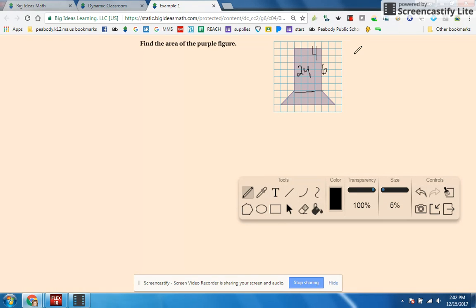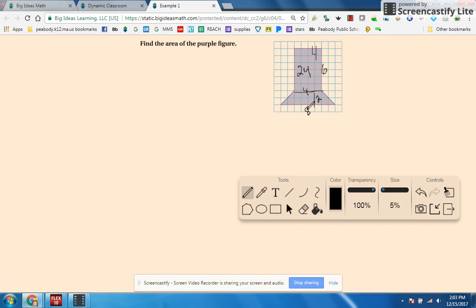Now I need to do the trapezoid. These ones are always a little bit harder to do. So I have my bases that are parallel. So 1, 2, 3, 4 is my top base. My bottom base is 1, 2, 3, 4, 5, 6, 7, 8. So there's my two bases. I know that they're my bases because they're parallel. I have to draw in a height straight up from one base to the other, straight down. This has a height of 2 squares.